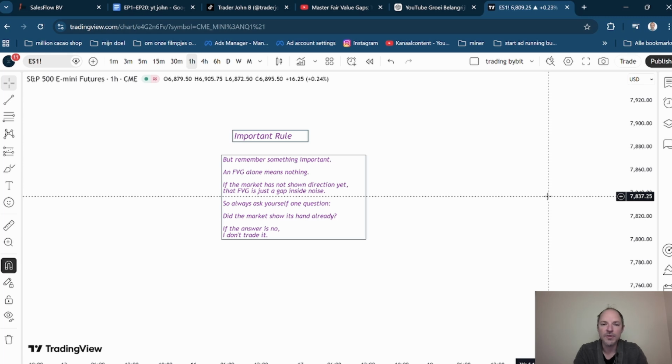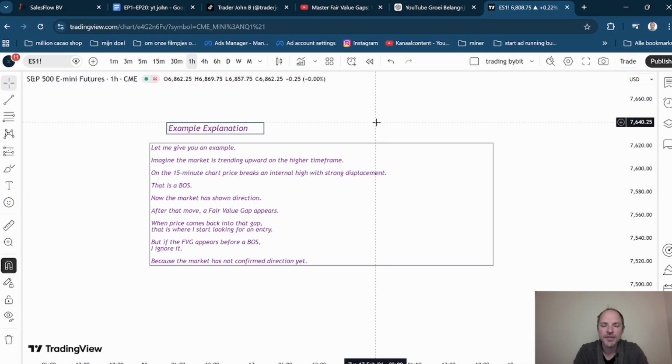Remember this rule, it's very important. A fair value gap alone is worth nothing if the market does not show you a direction. If the market did not show you a direction, that fair value gap is just noise. Don't watch it. Don't use it as an entry. Will it work sometimes? Yes. And that will make a bad habit for yourself. So don't use it. Always ask yourself one question: did the market show me its hand already? Did it make a displacement, or is it just hanging around? If the answer is no, we do not trade.